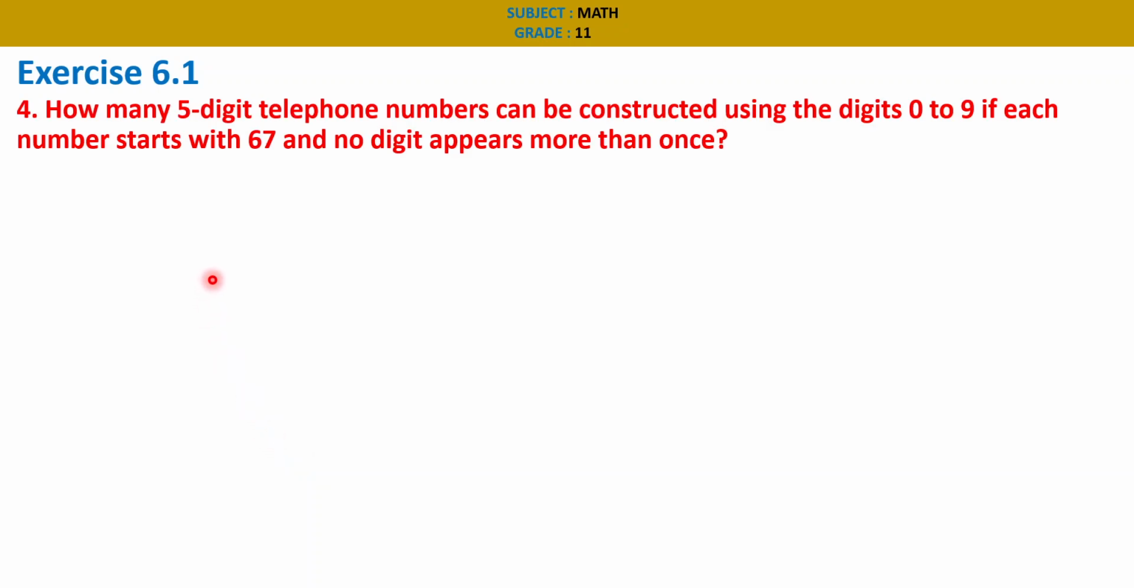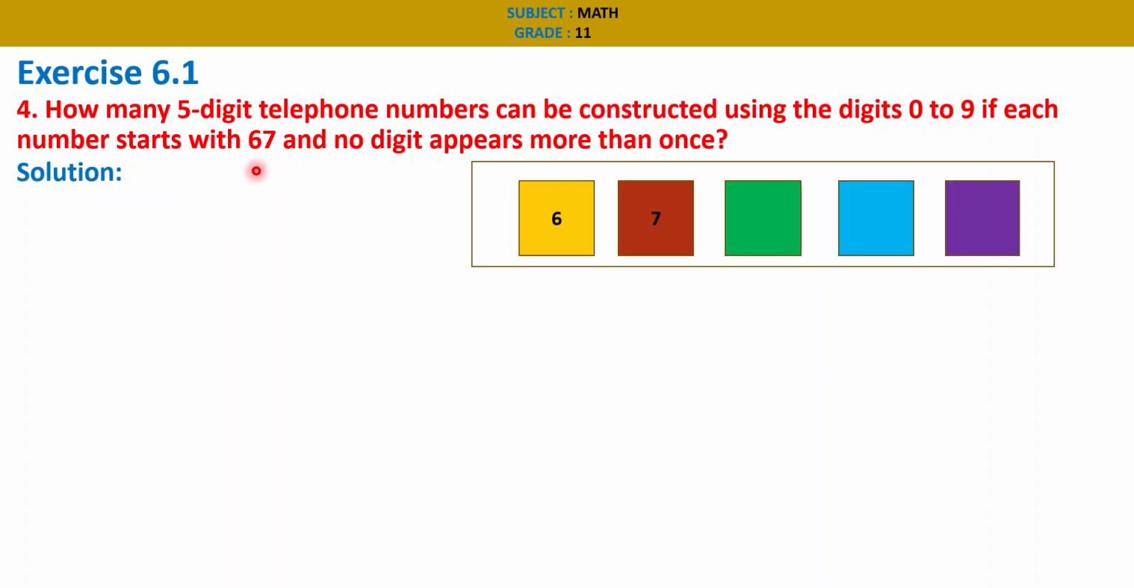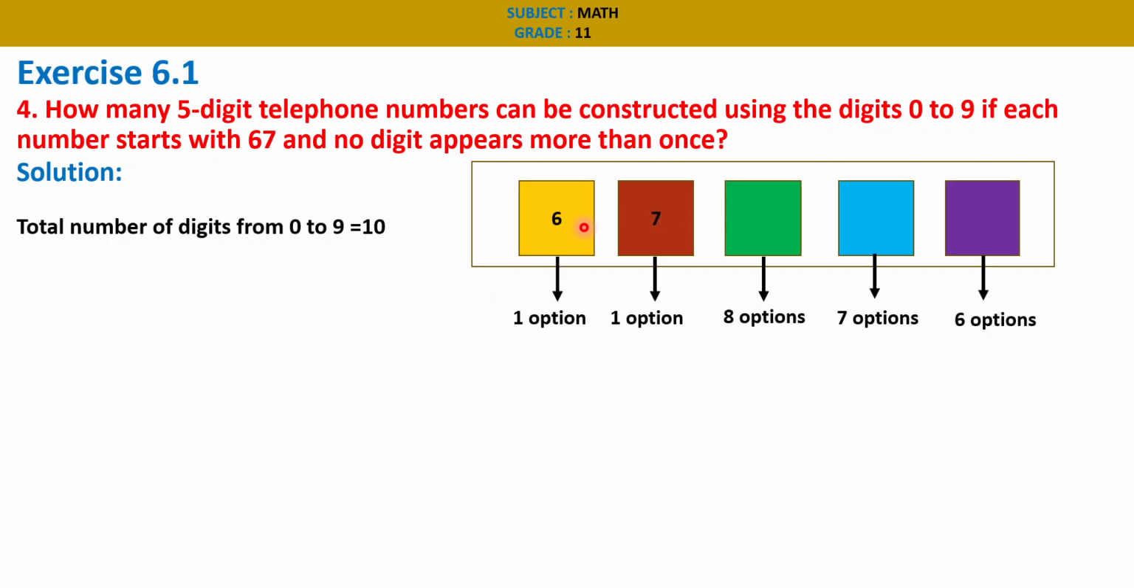How many 5-digit telephone numbers can be constructed using the digits 0 to 9 if each number starts with 67 and no digit appears more than once? Here in this question it's clearly given that the number starts with 67. That means the first digit is 6 and the next digit is 7. So for the remaining digits you have to exclude 6 and 7. From 0 to 9 there are 10 digits, and already you have used 6 and 7.